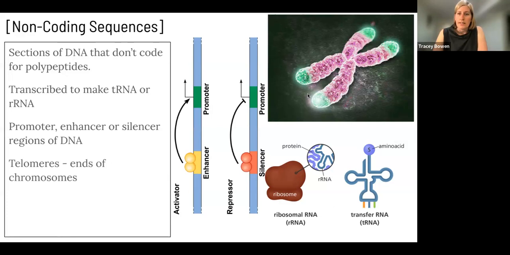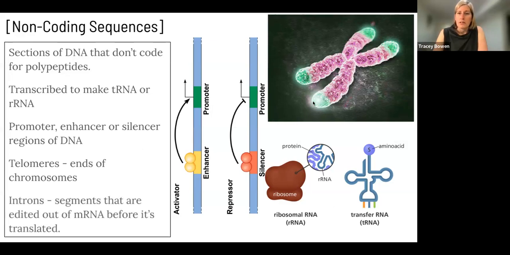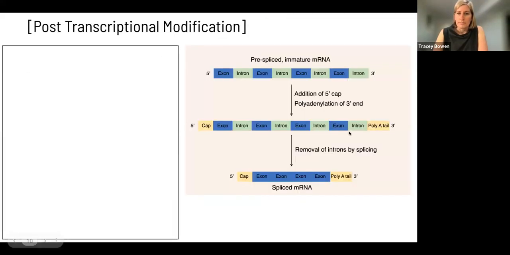Telomeres, which are these green ends on this molecule here, are related to protecting the sequence of bases in the DNA. As mitosis occurs, these telomeres shorten as you age. The length of telomeres has been linked to the aging process, but telomeres do not code for proteins. And then also introns, which we'll look at in the next slide, are segments that are cut out of the messenger RNA before it actually gets translated by the ribosome.